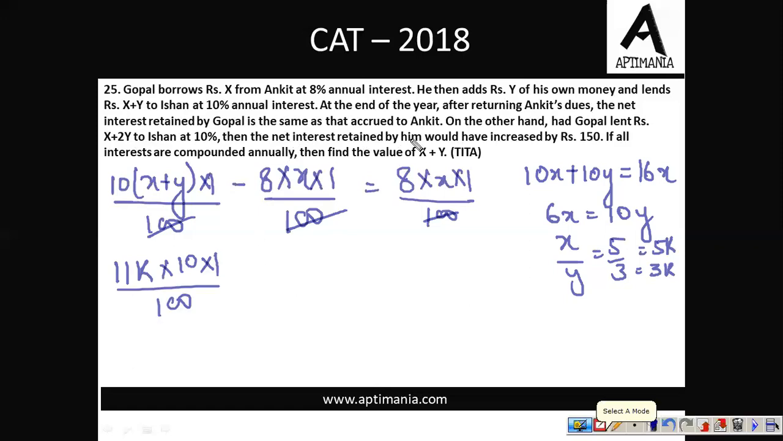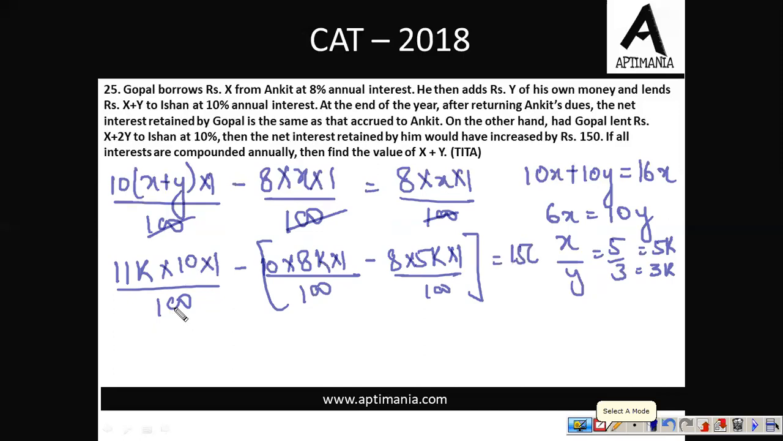The net interest retained by him would have increased by 150. In the first case, the interest retained by him is 10 into x plus y, and putting x as 5k and y as 3k, we'll have 10 into 8k into 1/100 minus 8 into x, that is 8 into 5k into 1 by 100, and this interest has increased by 150, so it is equal to 150.